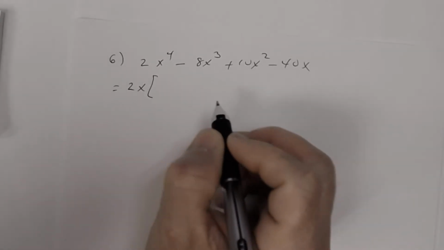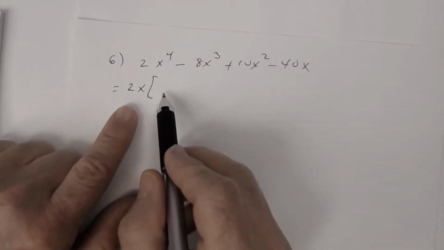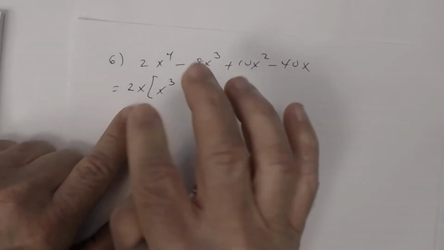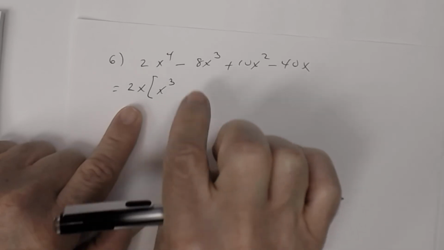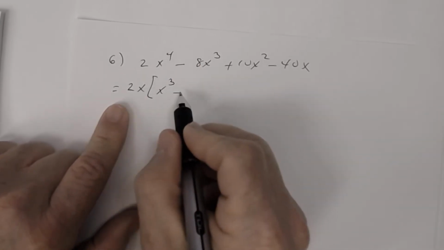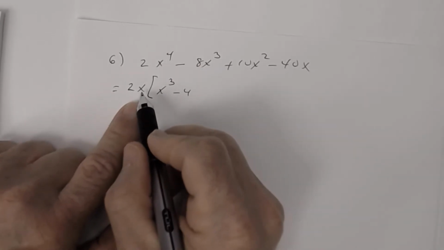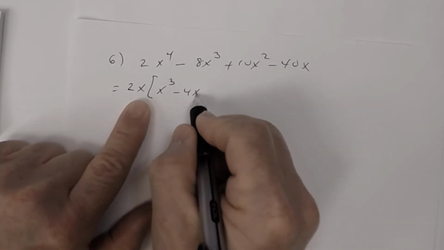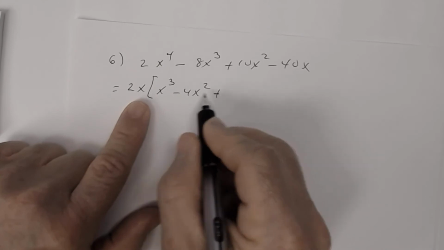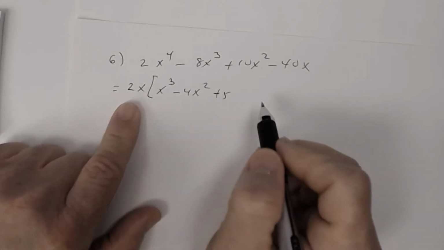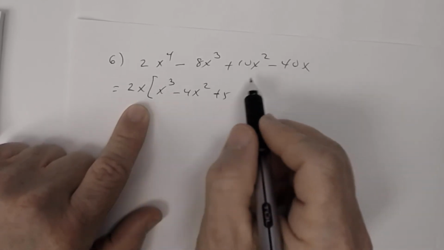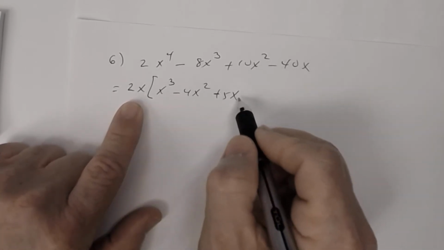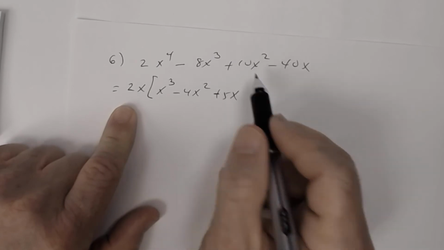So when I do that, let's see what we get. 2x times what term is 2x to the 4th? Well, x cubed, because x times x cubed is x to the 4th. Minus 2 times 4 is 8. I'm factoring out 1x. There are 3 here, so I need 2 here. Plus 2 times 5 is 10. I'm factoring out 1x. There are 2 factors here, so I'm going to need 1, because x times x is x squared. 2 times 5 is 10.